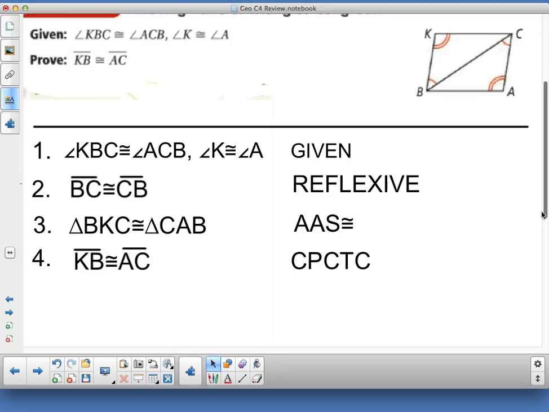Now, our next deal. I've got another proof. I've got two triangles in a bow tie configuration. So what should I be looking for? Vertical angles. And once I get those vertical angles, can I prove the two triangles congruent? And by which theorem?